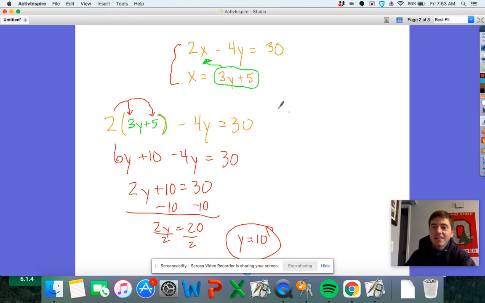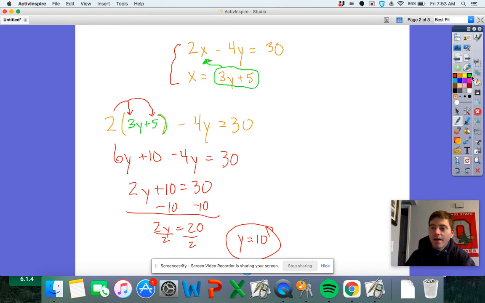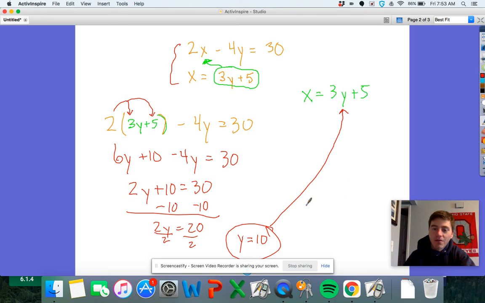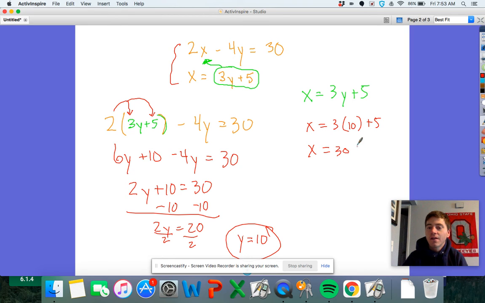So really, this has to go back in up here. When this says x equals 3y plus 5, this has to go back in for y. Y is 10, so I'm going to replace that, right? So it's going to say x equals 3 times 10 plus 5. So it's just another little substitution because I need to know what x and y are. So 3 times 10 is 30, and 30 plus 5 is 35.